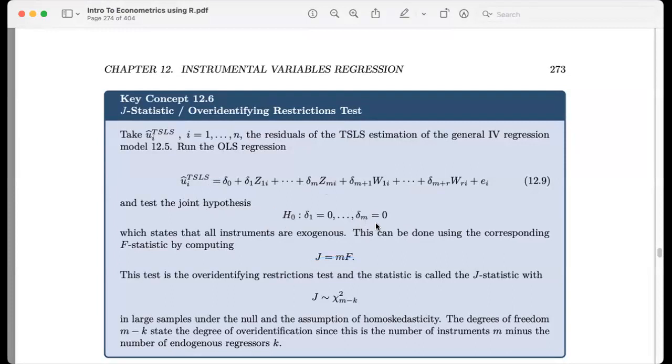This can be done using a corresponding F statistic test. This test is the over-identification restriction test, and the J statistic has a chi-square distribution with m minus k degrees of freedom. We can only use this when there is over-identification, right? If m is less than k, I don't think we could use this test. So we can only use this test when m is greater than k, that is, when the instruments outnumber the endogenous variables.